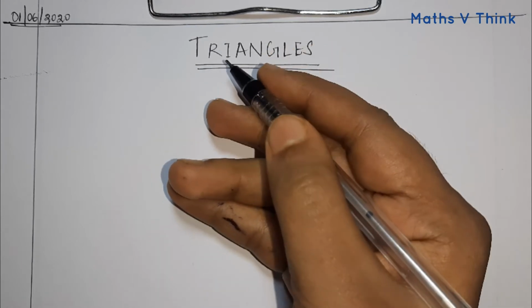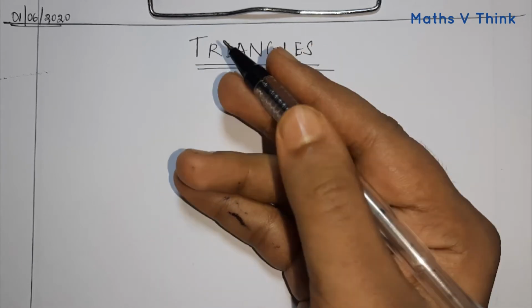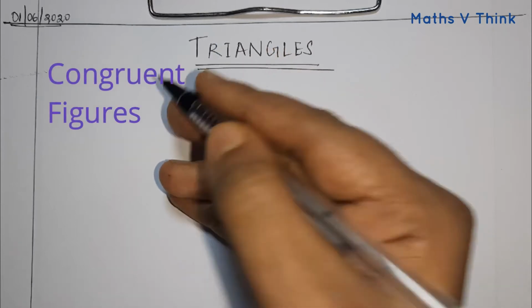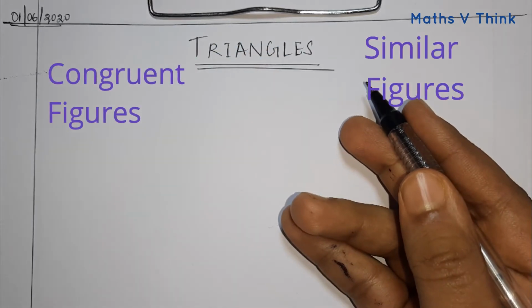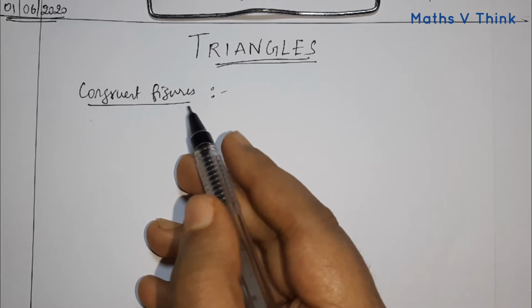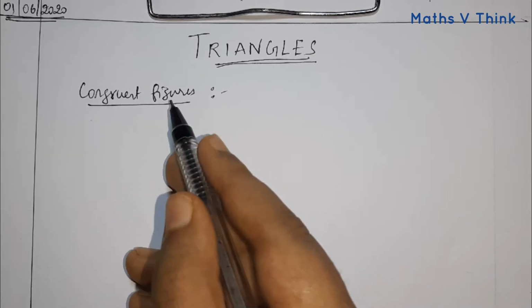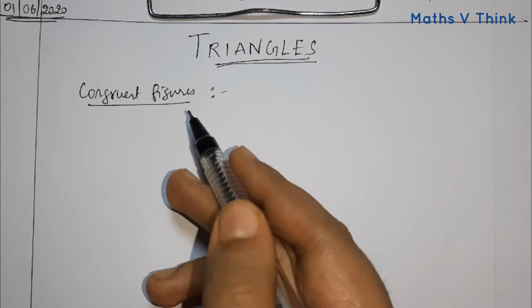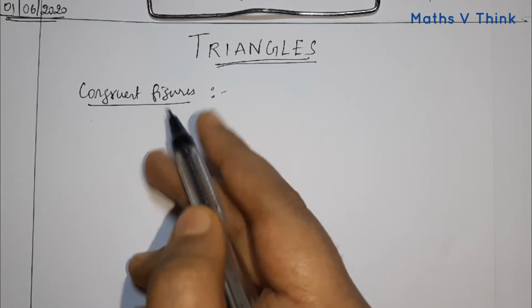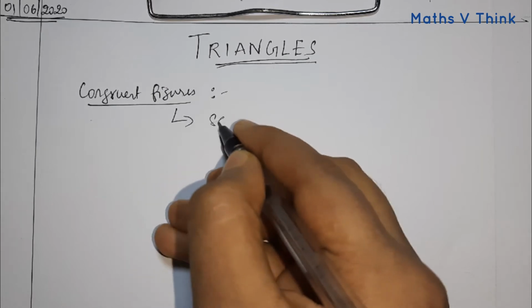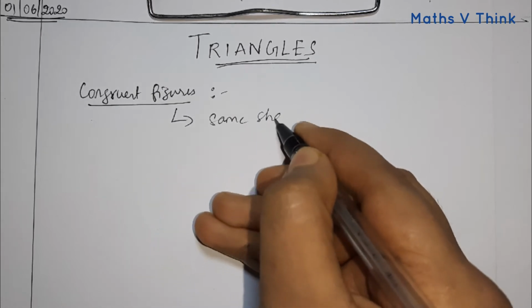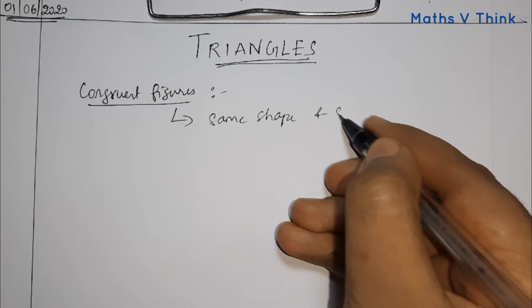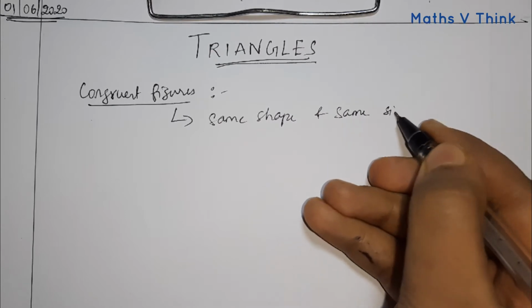In the triangles chapter, first we need to know the difference between congruent figures and similar figures. So, what are congruent figures? We would have already studied this concept in class 9. Congruent figures are those which have the same shape and same size.